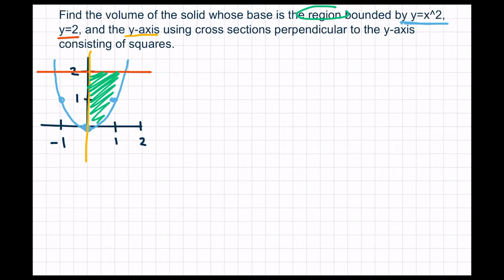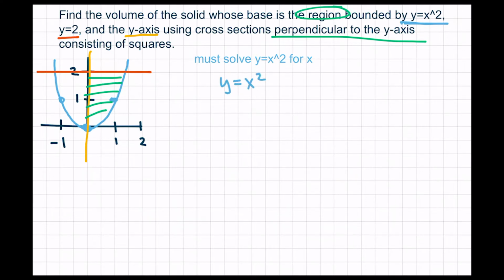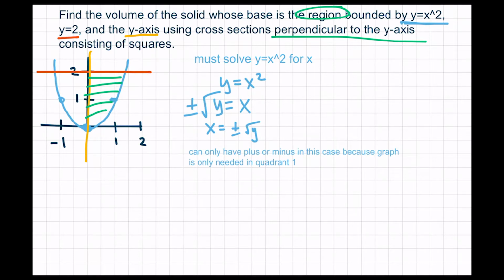The problem states that you're using cross-sections perpendicular to the y-axis, so instead of normally doing it perpendicular to the x-axis, you're doing it perpendicular to the y-axis. So therefore, you must solve y equals x squared in terms of x. So you have y equals x squared. To get rid of the square and to isolate x, you take the square root of both sides. So then you would have x equals plus or minus square root of y. For this case, you can only have positive or negative, you can only have one or the other.